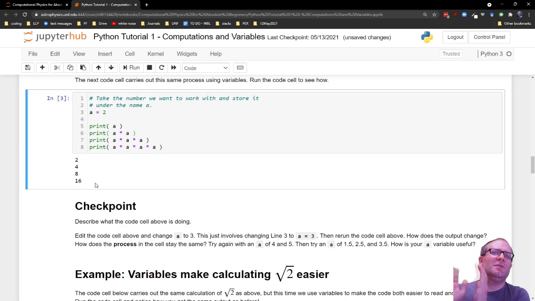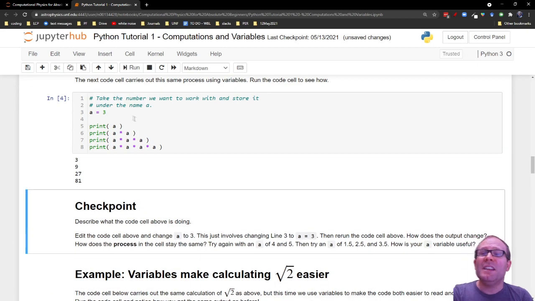Now, at first glance, this really isn't that much different because I know a equals 2. I might as well just write 2 over here. Here is where the advantage comes in. Let's suppose instead of the powers of 2, I wanted the powers of 3. All I have to do now is change that a to a 3 and click Run. Because it already has all of the math, all of the operations stored in a. If I were to write this out as 2, 2 times 2, 2 times 2 times 2, etc., I would have to change every single one of those 2's to a 3. And that's cumbersome. That's a time waster.